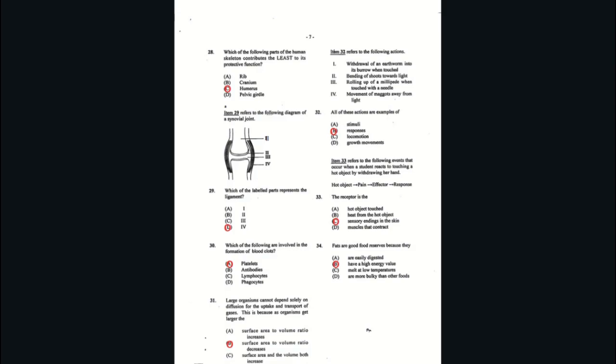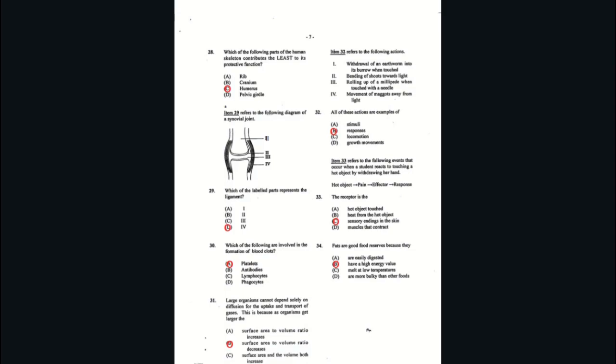Alright, now number 32. It refers to the following actions. Number one, withdrawal of an earthworm into its burrow when touched. Two, bending of shoots towards light. Three, rolling up of a millipede when touched with a needle. Four, movement of maggots away from light. All of these actions are examples of responses, right? Because all of them had a stimulus, and we know there has to be a stimulus for a response to be made.